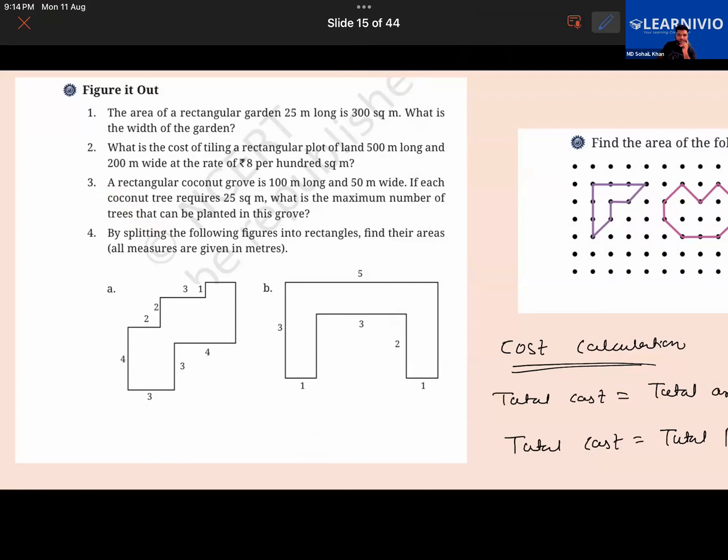Sir, for me, the answer I'm getting is 200 groves could be planted. 200 groves to be planted. Okay. You also solve the given question, Nafis. Meanwhile, you move to the next question.